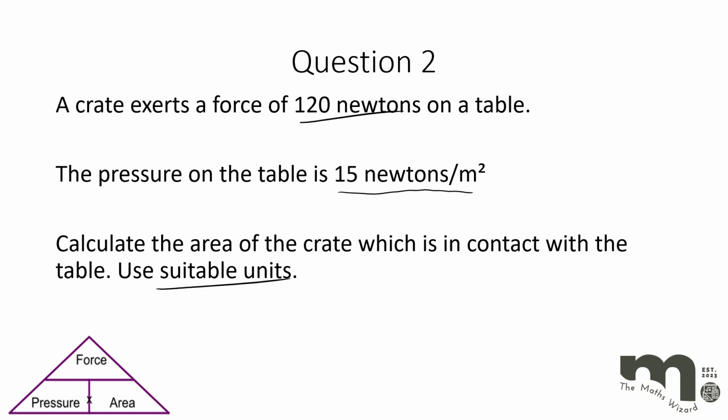Okay, well we can see here we've got a force of 120. We've got a pressure of 15, so we can see again this is a divide. So if we do 120 divided by 15, we get 8, and that shows us the area that is in contact with the table is 8 meters squared.